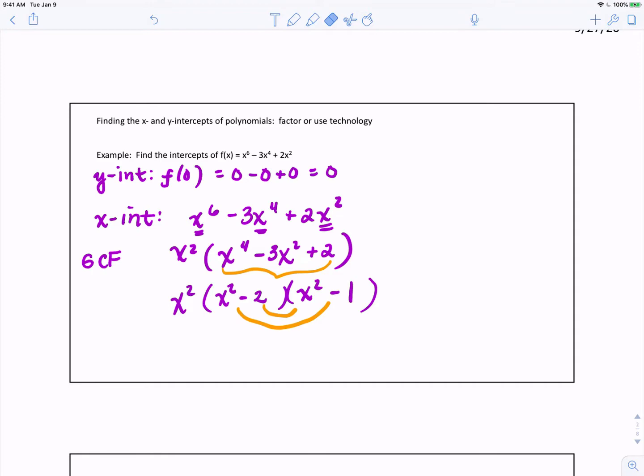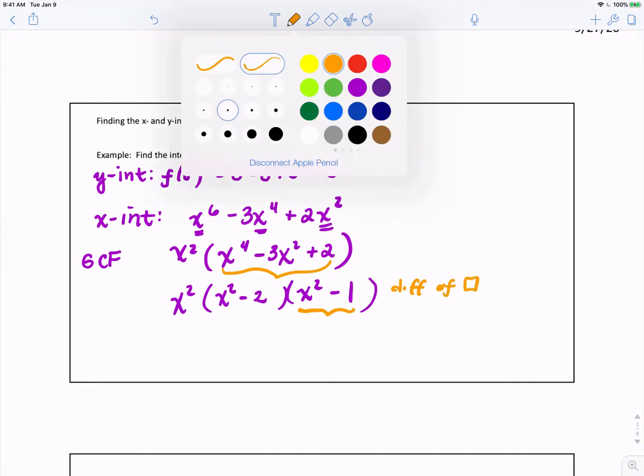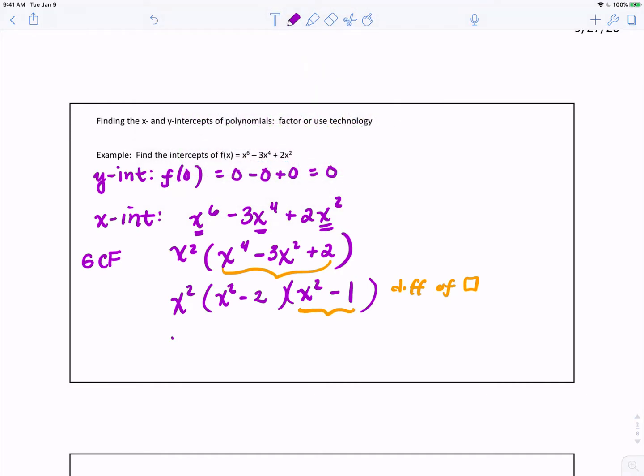And one last thing to remind you of, because you would think, oh, we're finally done. This piece here is the difference of squares, and we can factor the difference of squares. So the final answer so far would be x squared. X squared minus 2 is not the difference of squares, but x squared minus 1 can be factored as x plus 1, x minus 1.